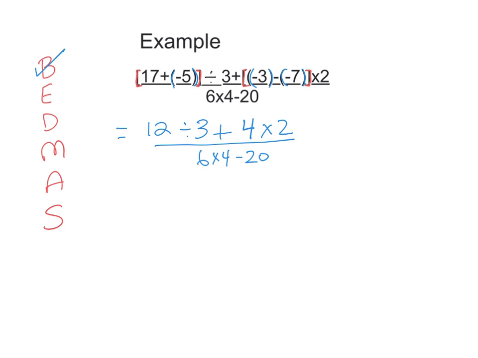We don't have any exponents, so now we're looking at the multiplication and the division in this expression. We have 12 divided by 3, which is 4, plus 4 times 2, which is 8. On the bottom we have 6 times 4, which is 24, and then minus 20. Multiplication and division are done. Now we have our adding and subtracting. We have 4 plus 8, which is 12, over 24 minus 20, which is 4.